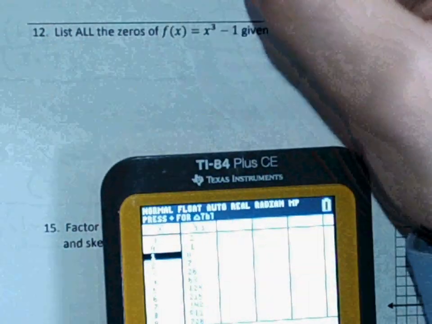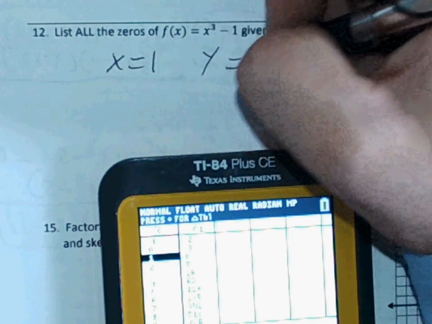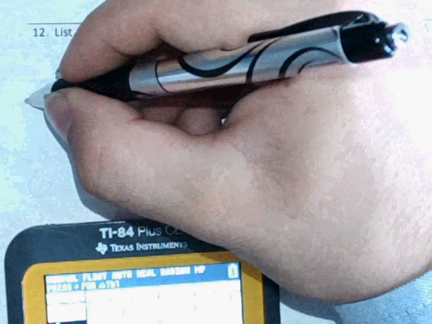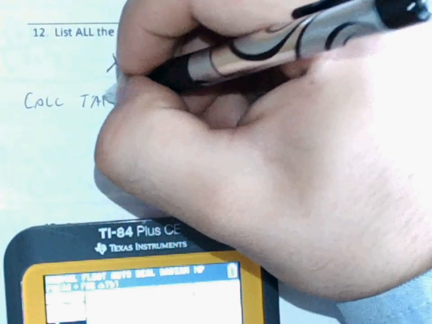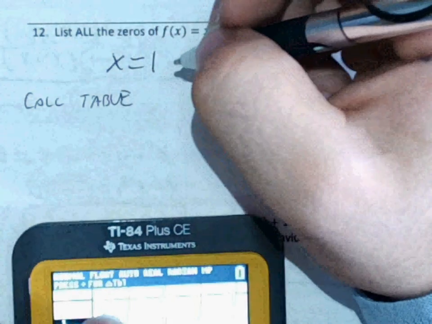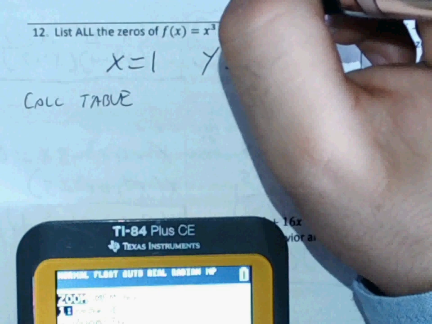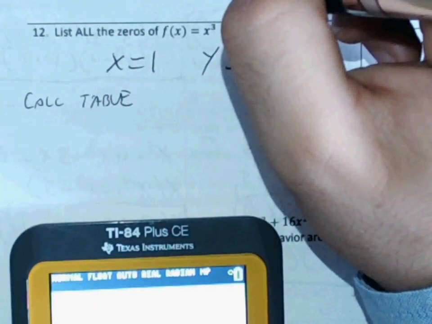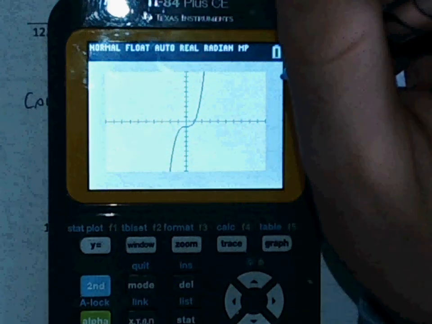So when x equals 1, y equals 0, and I found that via calculator table and also just from the graph. Let me go back to zoom standard. Right, that's the only 0 when you do zoom standard. That's the only 0 you see.